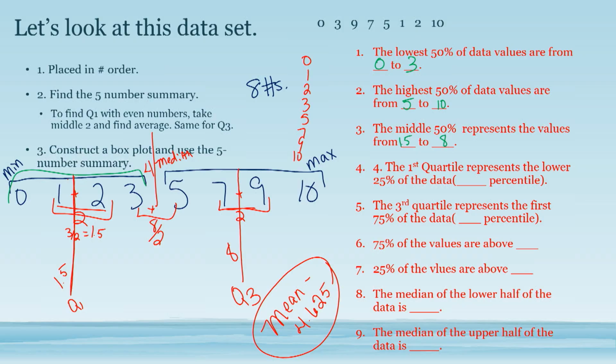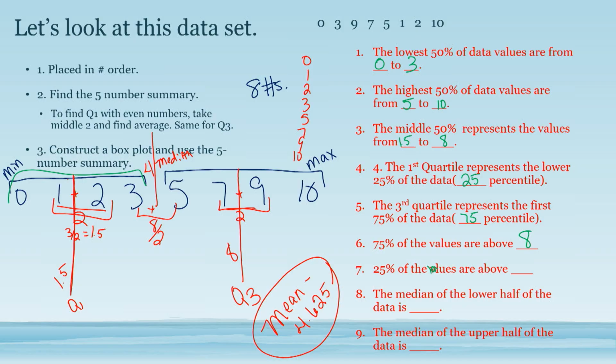The first quartile represents the lower 25% of data, which is what percentile? Obviously it's 25%, or the 25th percentile. The third quartile represents the first 75% of the data, which is the 75th percentile. 75% of the values are shown above what? Well, 8, because that's our Q3. 25% of the values are above what?